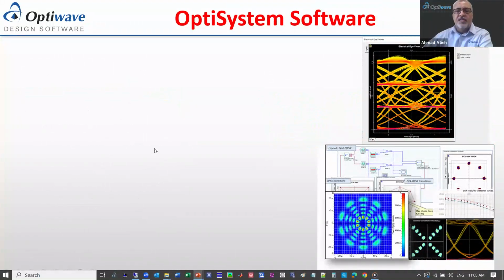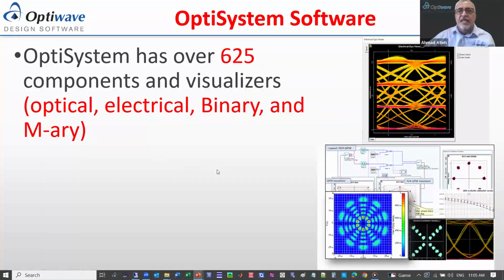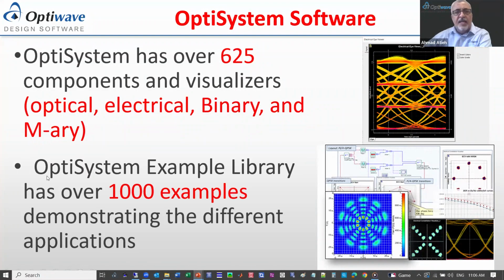Now I'm going to talk more about OptiSystem software and mainly about the comprehensive library of components. We have over 625 components, which use analytical or empirical formulas that we solve to represent the different functionality of the components. In these components you can also find equipment or visualizers, which you can use to view the signals in the optical domain or electrical domain, binary as well as in-memory. Then we have an example library which has over 1,000 examples. These examples can be used as a basis for building your system and understanding the functionality of the components you need to use and build.